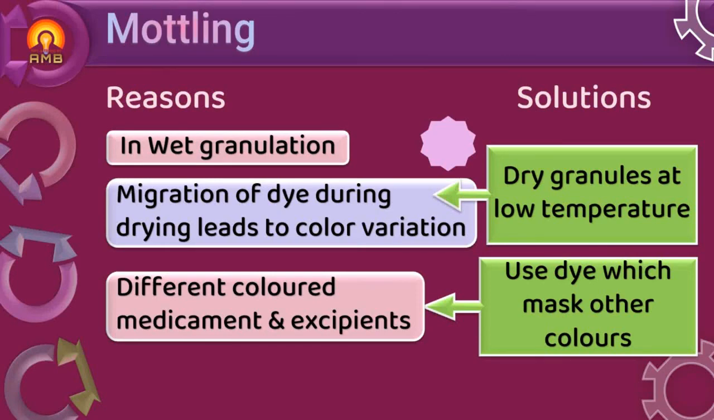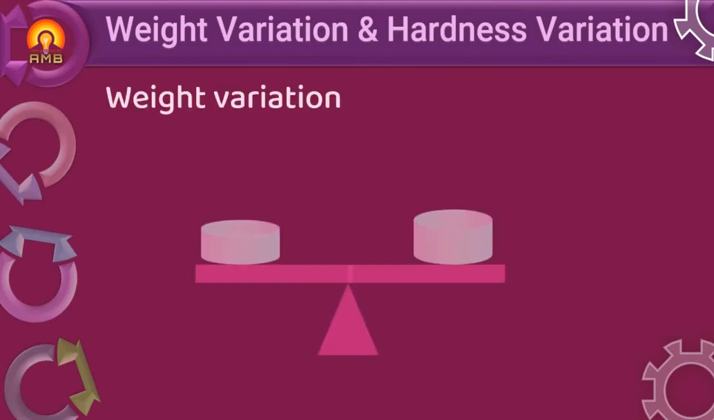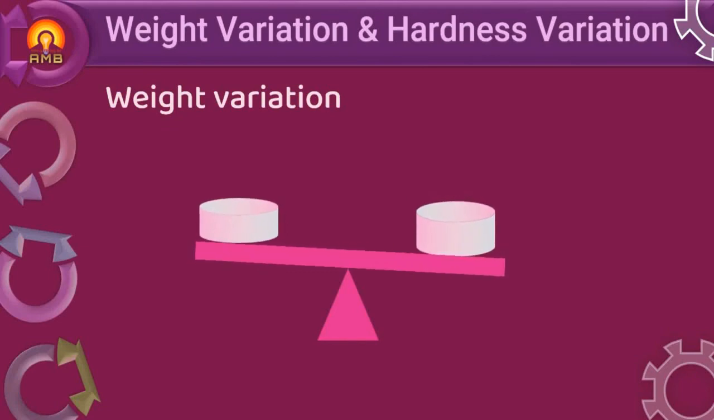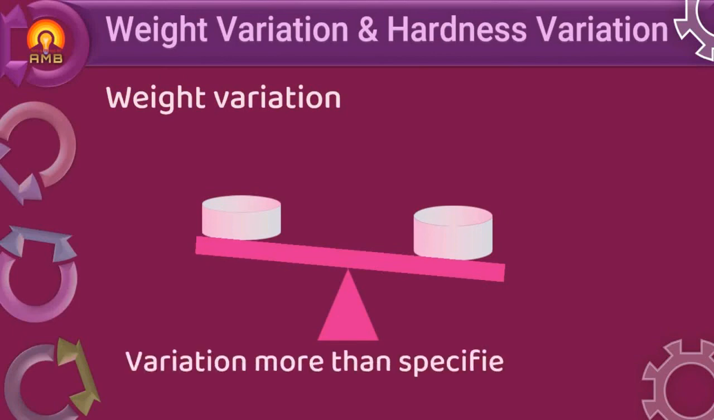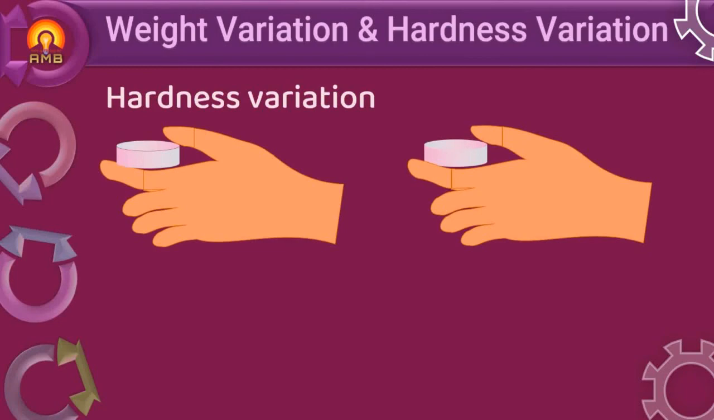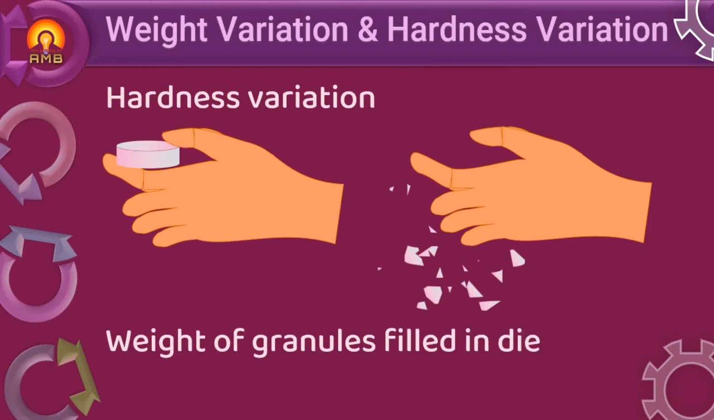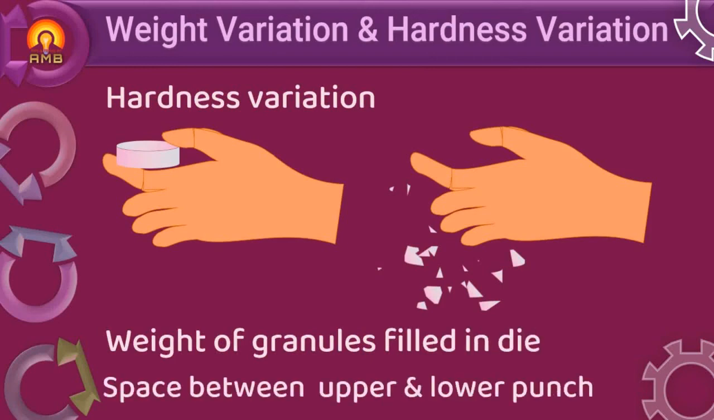Now the next defect is weight variation and hardness variation. So what is weight variation? During the compression of granules into tablets, if all the tablets do not have uniform weight, it is called weight variation. Here, the difference in the weight is more than the specified limit. Another is hardness variation. Hardness represents the strength of the tablet. Hardness mainly depends upon the weight of the granules filled in the dies and the space between the upper punch and lower punch during the compression of granules.